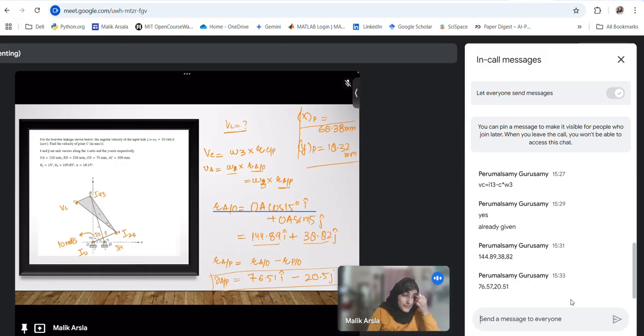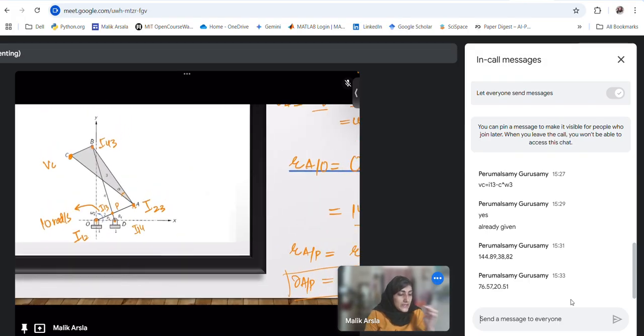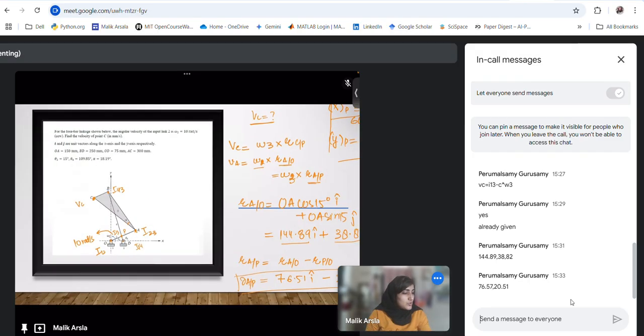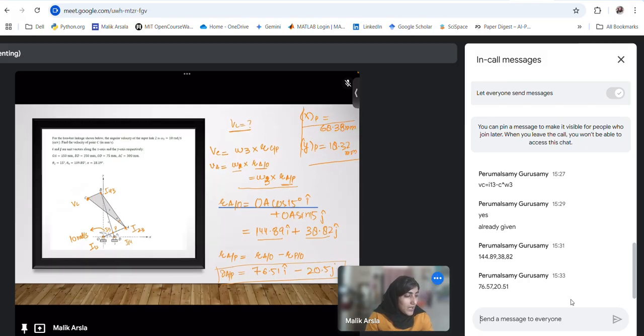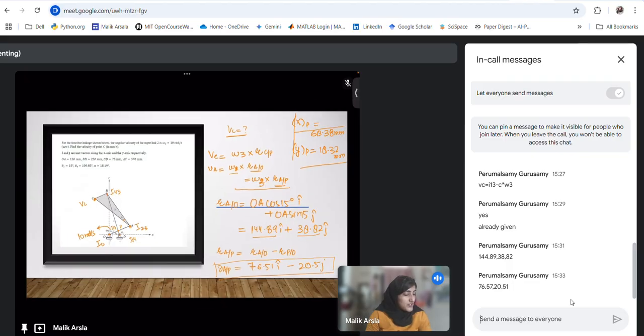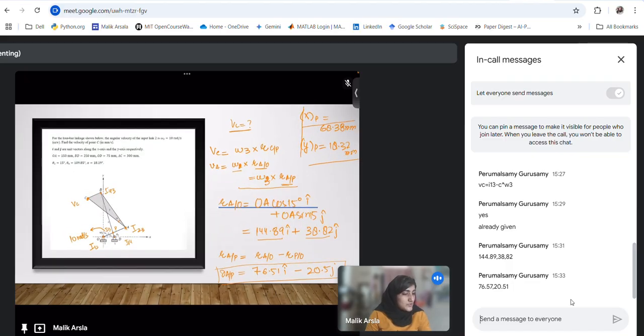Now we know that both omega 2 and omega 3 will be in the k cap direction, because whenever we denote the omega in a plane, the direction is k cap. So you can now use this equation. Now you have all the vectors and you can use this equation in order to find omega 3. So let me do it here.